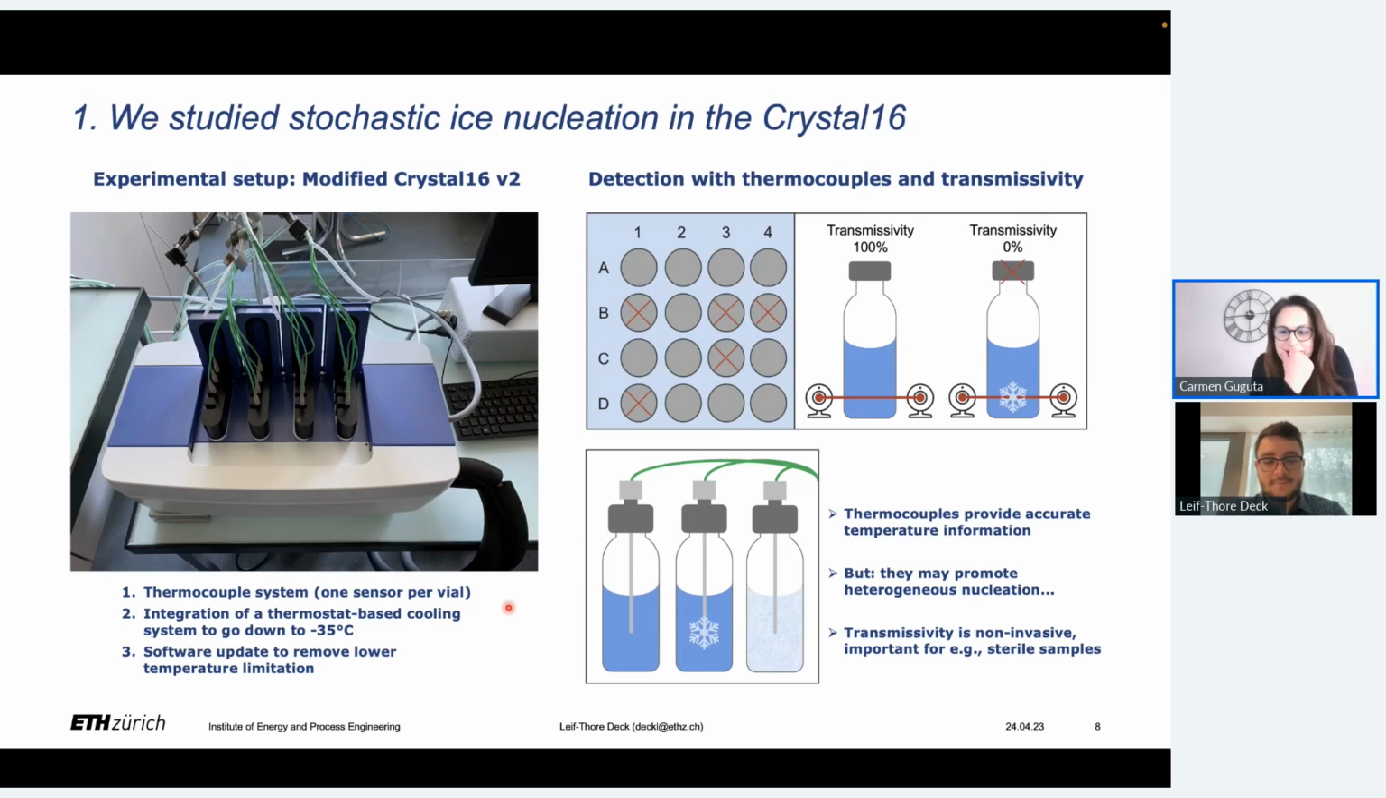Besides that, indeed, actually, these modifications that we have done for you guys for ETH, some of these modifications inspired us also in the next generation, the version 3 Crystal16. So we are deeply thankful to you and to our customers. We always develop from the needs of our customers.